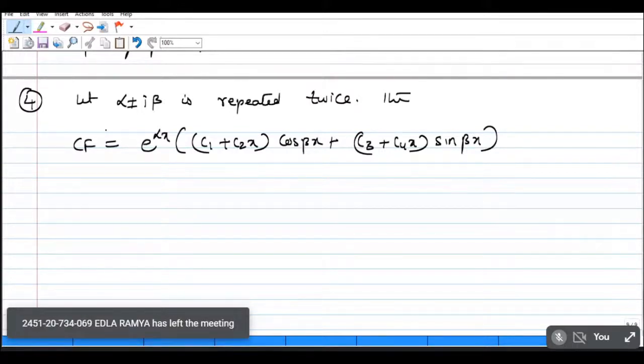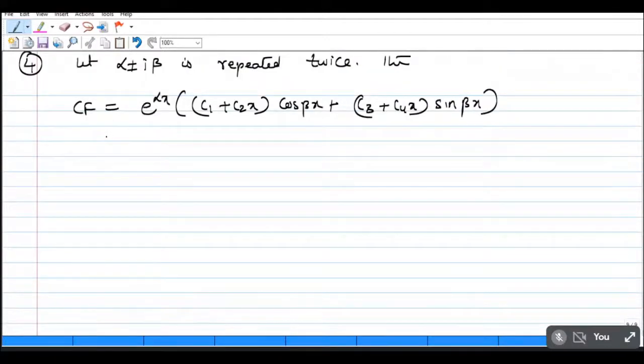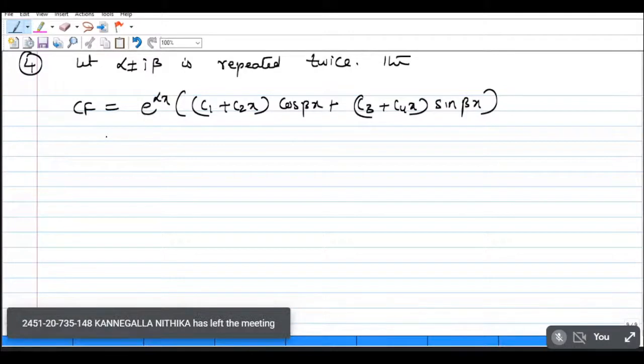And you know what is a homogeneous equation and a non-homogeneous equation? For a homogeneous equation, what is the right hand side value? RHS is 0. Non-homogeneous means RHS is not equal to 0. Okay. Write down the question, solve.